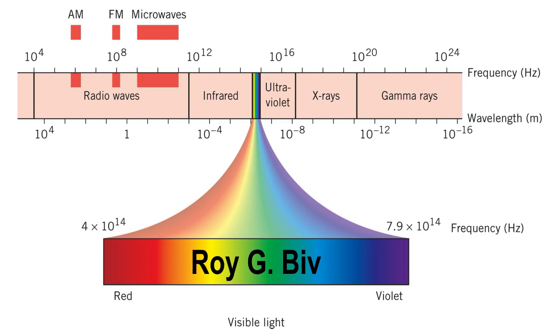So that's a Roy G. Biv question. The sky is blue. Blue is the fourth letter of Roy G. Biv's name. Derive the value of Planck's constant.